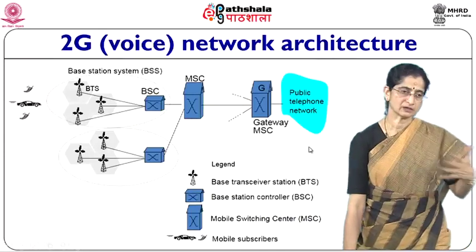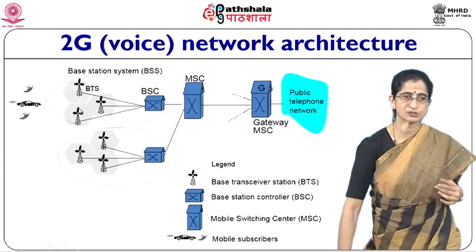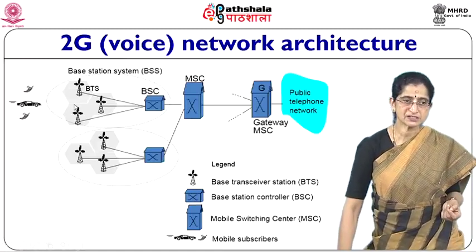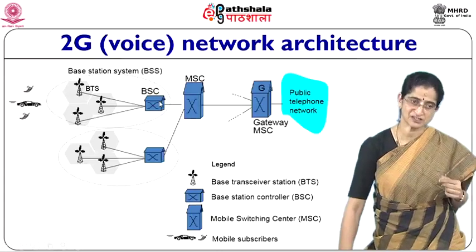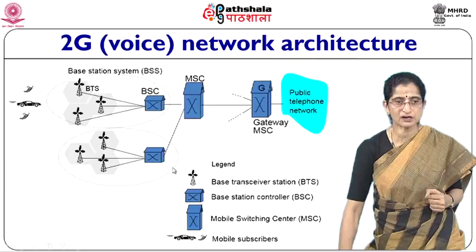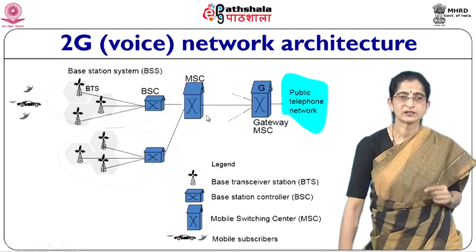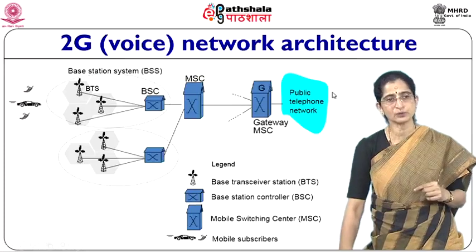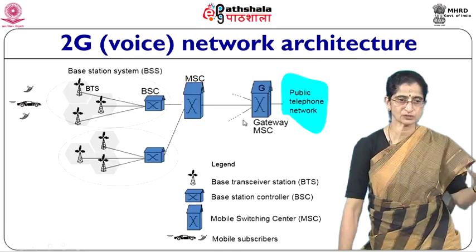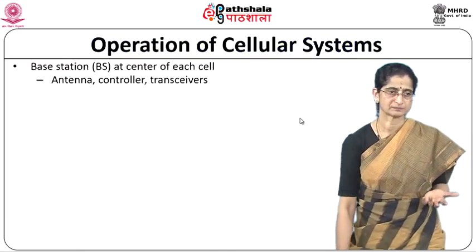So now coming to the 2G network architecture that we have. As we said earlier, we will have multiple base stations, and these base stations are connected to what is called a base station controller. So you will have one BSC controlling many base stations, and these base station controllers in turn are connected to a mobile switching center, the MSC. Now the MSC is normally connected to the public telephone network by means of what is called a gateway MSC. Okay, so this is the overall structure that we normally have for transmitting voice.